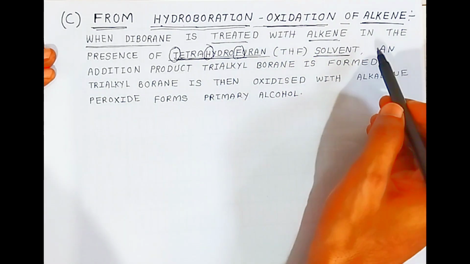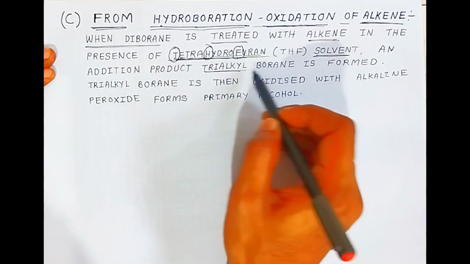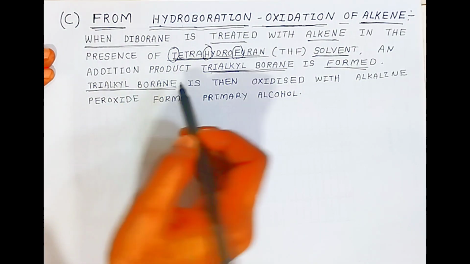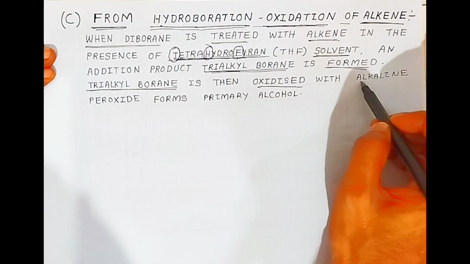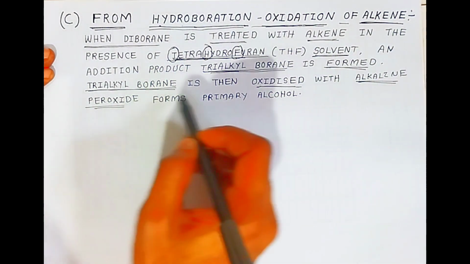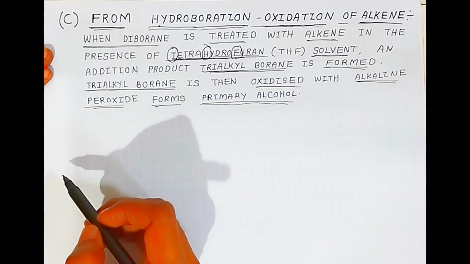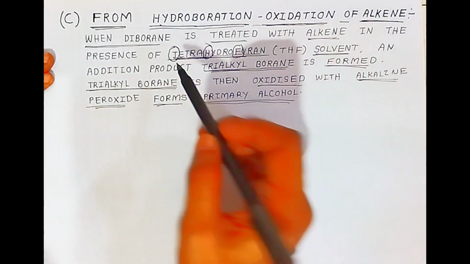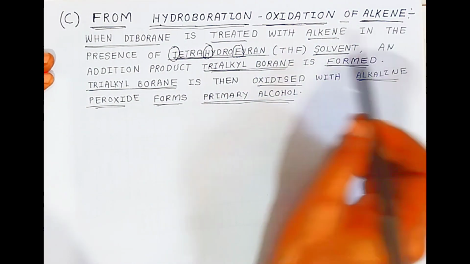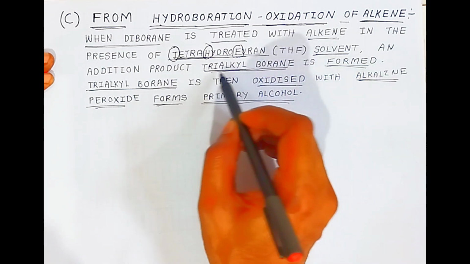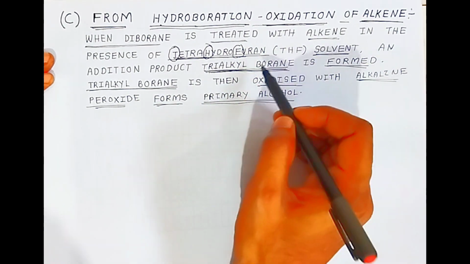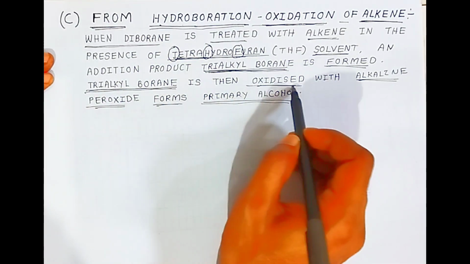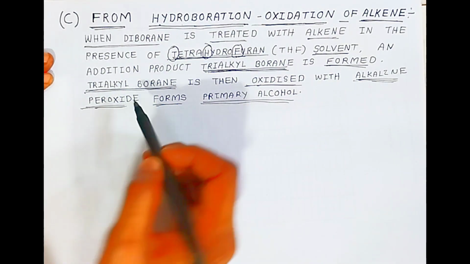In the presence of this solvent, an addition product, trialkyl borane, is formed. When trialkyl borane is then oxidized with alkaline peroxide, it forms primary alcohol. So students, with the help of hydroboration oxidation of alkenes, when diborane is treated with alkene in the presence of tetrahydrofuran as a solvent, an addition product, trialkyl borane, is formed. Three alkyl groups are added to the borane. Trialkyl borane is then oxidized with alkaline peroxide to form primary alcohols.